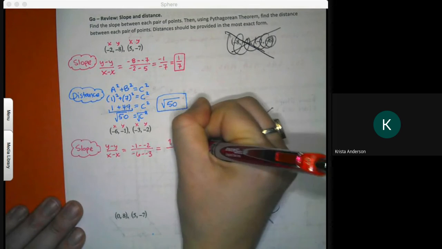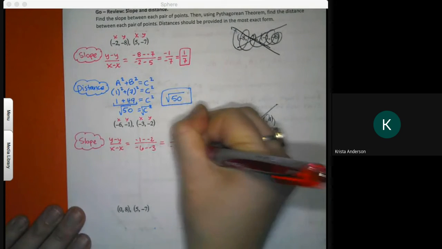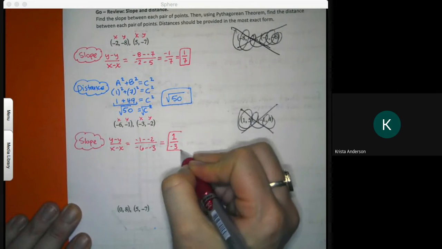Now, what will the top become when I combine the 1 minus the -2? Do any of you know what it would be? What was it? 1. 1 on top. And the bottom, -6 minus a -3. Good job. -3. This would be my slope that I enter in.